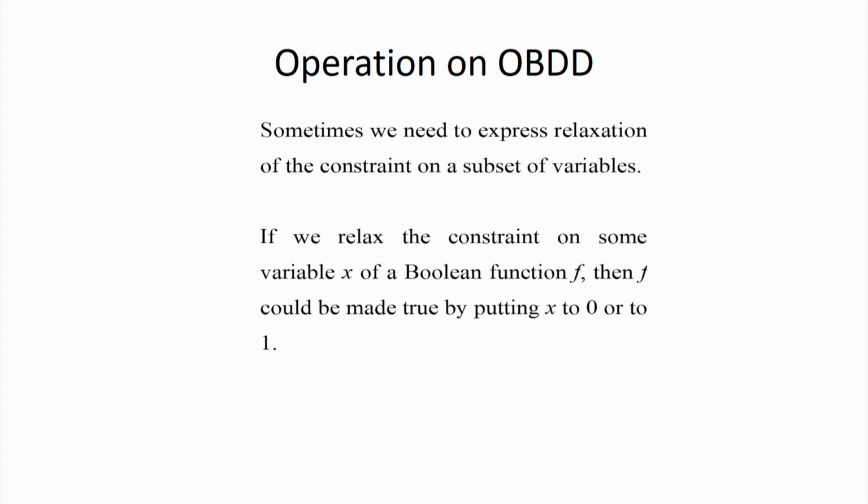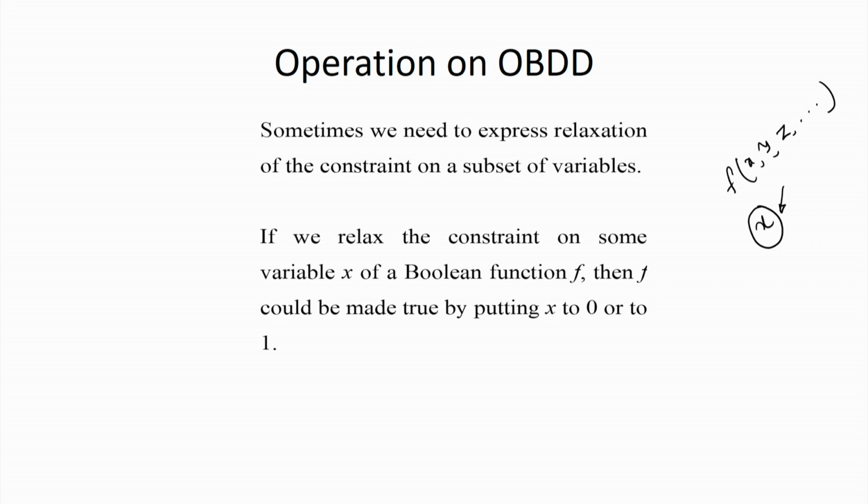There is another operation we generally use. Sometimes we relax the constraint on some variable. This is called relaxation. Basically, if we have some function f on variables x, y, z, sometimes we want to relax the constraint on, say, variable x. We are not concerned about whether x equals 0 or x equals 1. This is the relaxation.